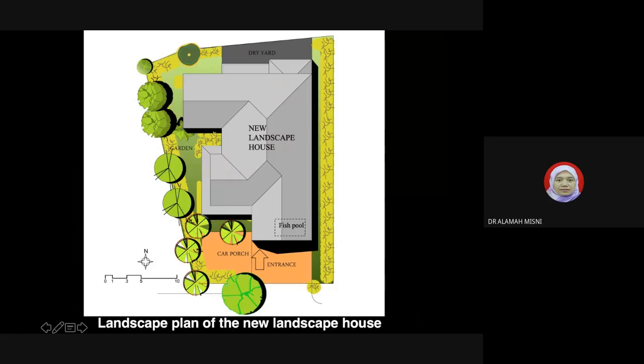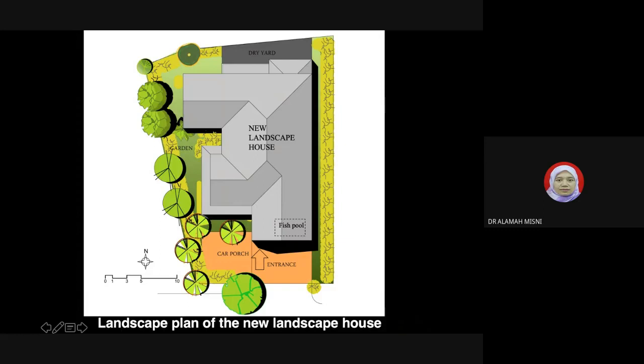Okay, one more is a house. I name it the new landscape house. The age of this house is around 5 years old and it is owned by a government servant. It is located in section 9. In this house, the trees they planted around the house are still small in size.